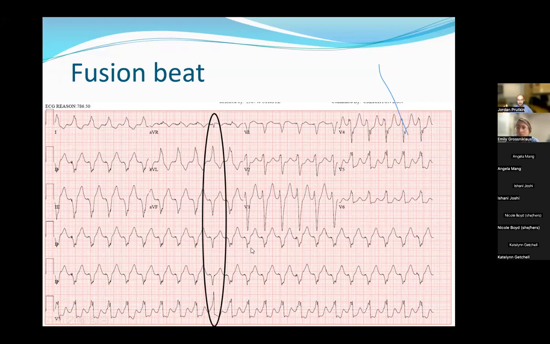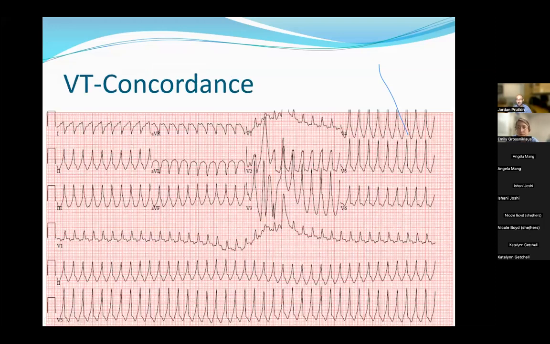And that concordance I mentioned before: here, all the QRS complexes in the precordial leads are positive, so that would go with this being VT. See how fast this is, by the way. I have to sit here and do the math, but 240-ish, give or take, beats a minute. We're able to get an EKG and they haven't passed out yet. So it's super helpful to me to have a 12-lead EKG, especially if I'm going to be planning an ablation for this person.